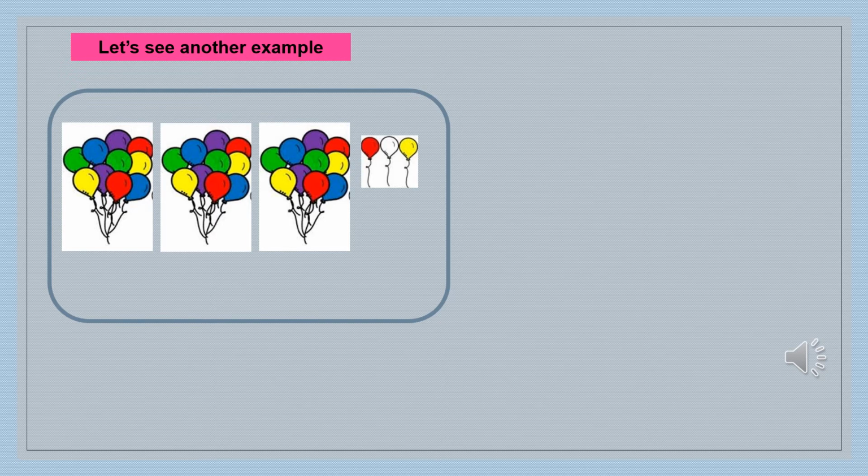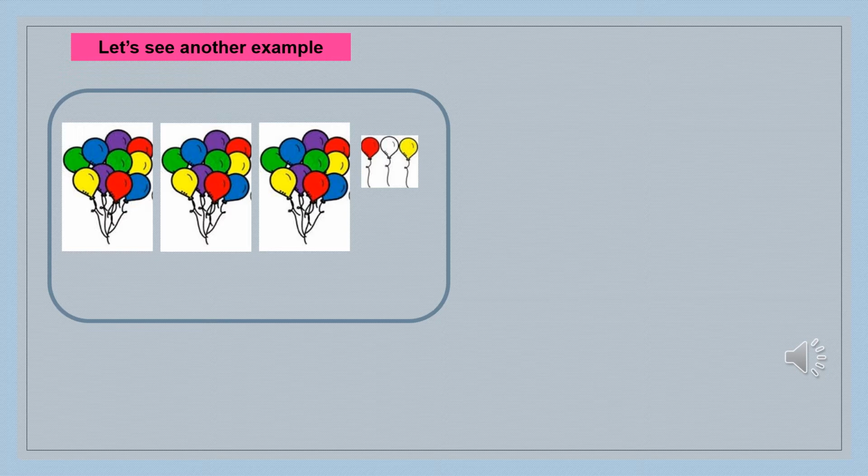Okay, now we will see one more example. Here you can see a picture of balloons on the screen. Again we have a certain number of balloons over here. Students, in the first picture you can see they are tied together. They are already in a group of 10. When you count them individually, you will get 10 in number, so that is why they are tied together. So you have one group of 10 balloons, another group of 10 balloons, and another group of 10 balloons. And you have a few loose balloons also. There are 3 loose balloons over here.